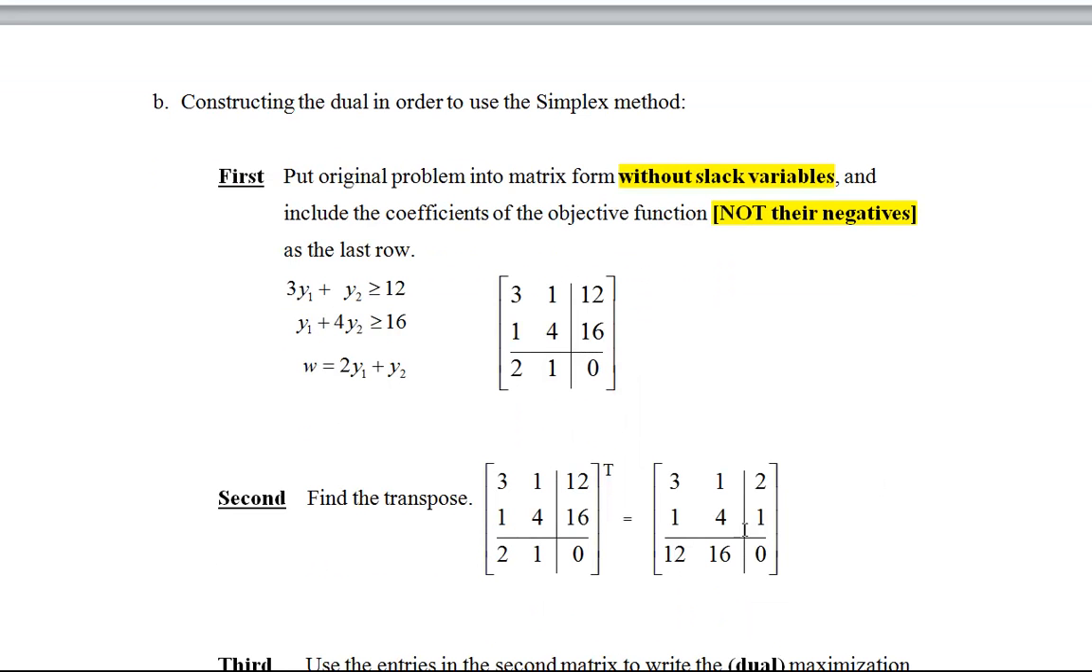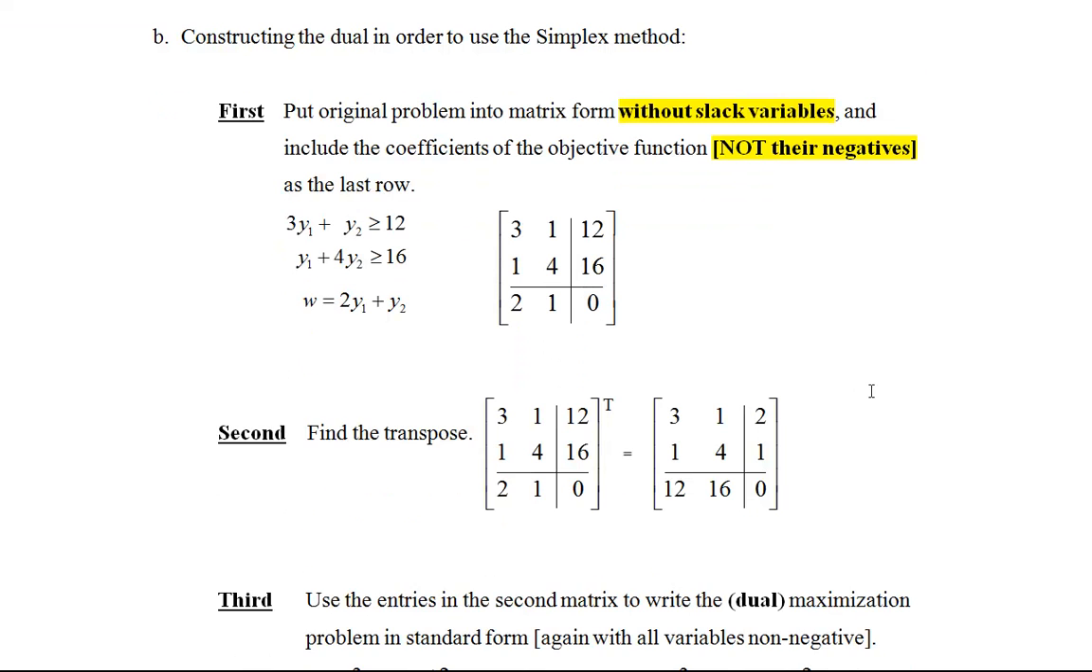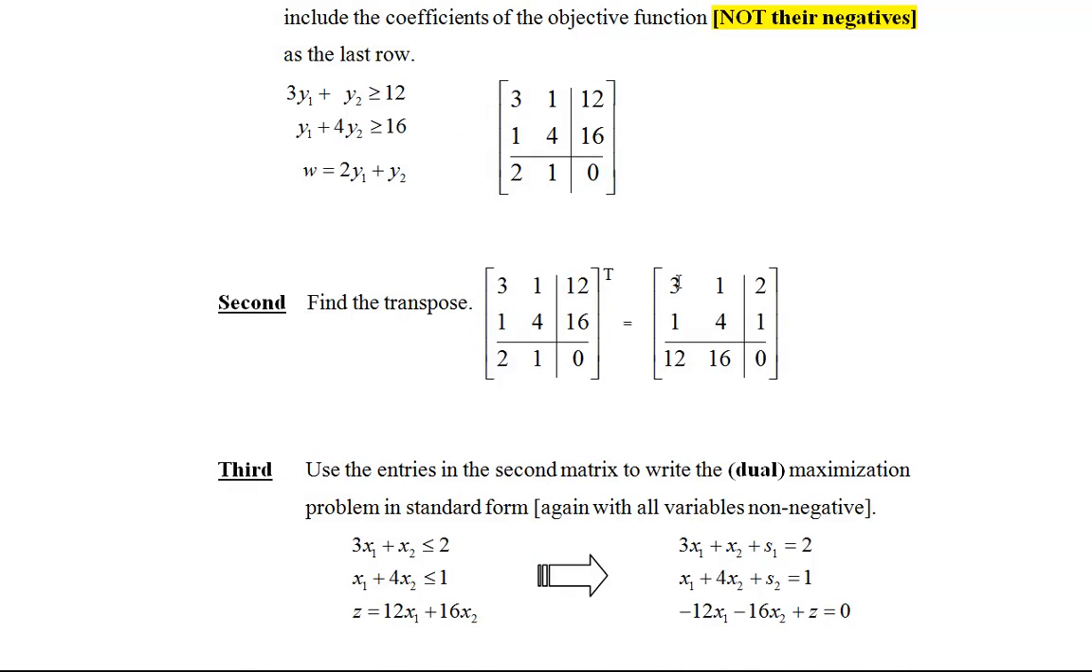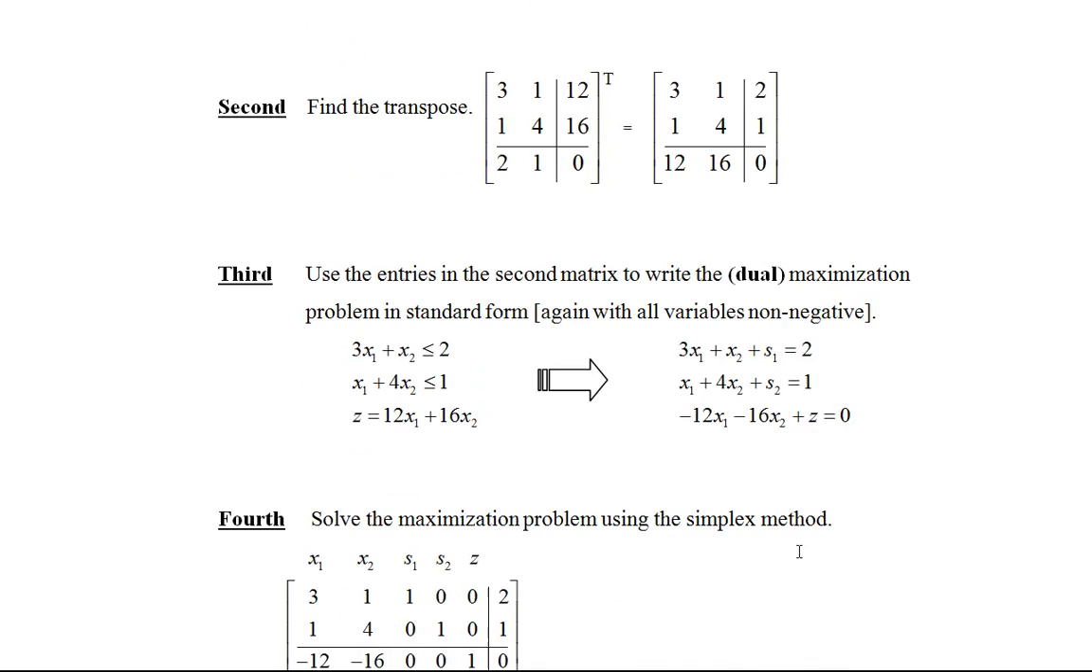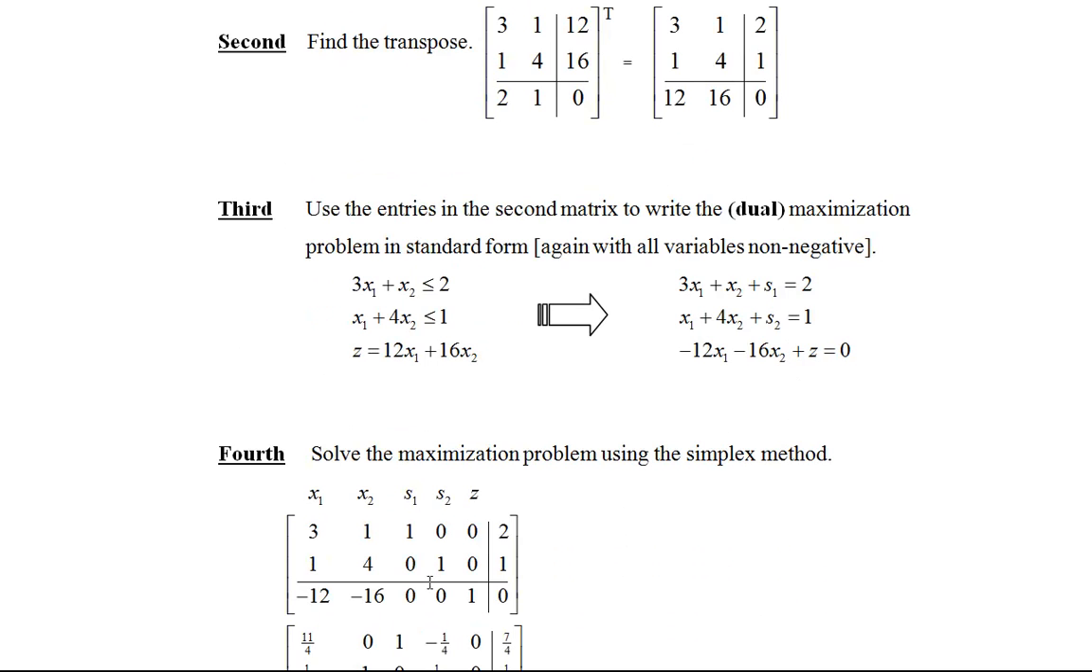Now, third thing, from this matrix, this is where we write the dual. These are now going to be x subvalues. So 3x sub 1 plus x sub 2 less than or equal to 2. x sub 1 plus 4x sub 2 less than or equal to 1. This is my z. Notice you take it straight off the matrix. So step 2 is not that bad because it gets us back to something that we know how to do. So change these, add your slack variables, get them in the correct form to put it into a matrix. And I put them into my matrix.